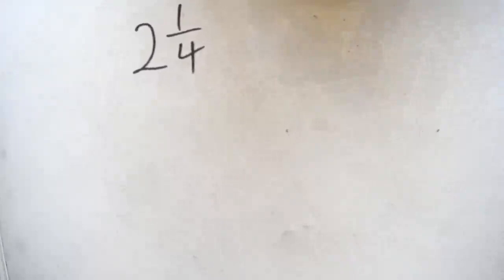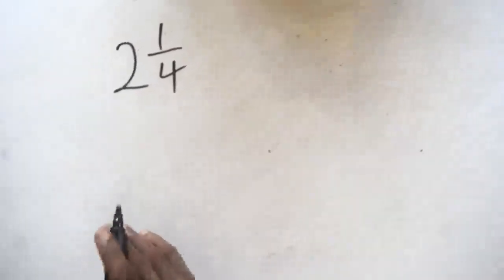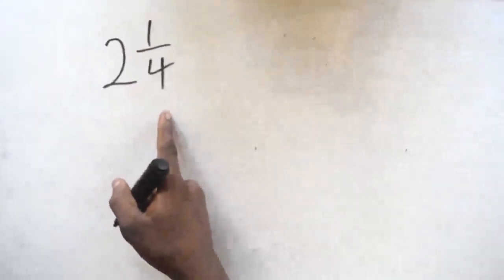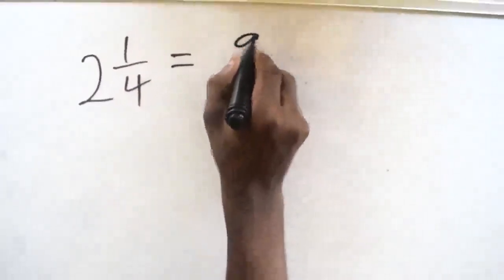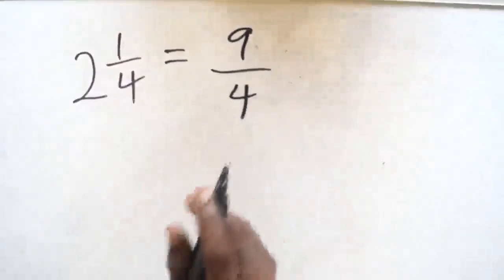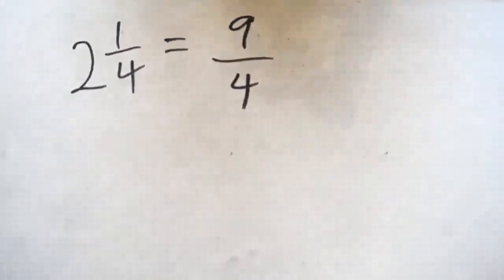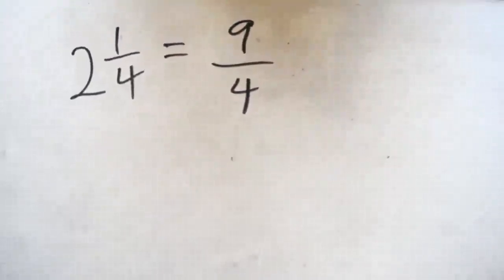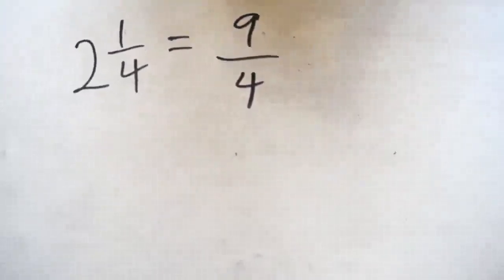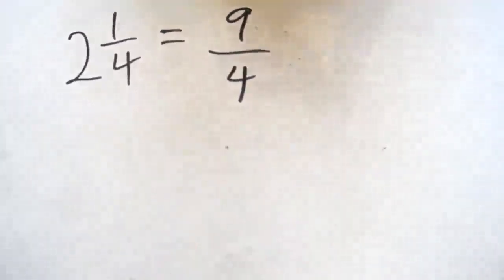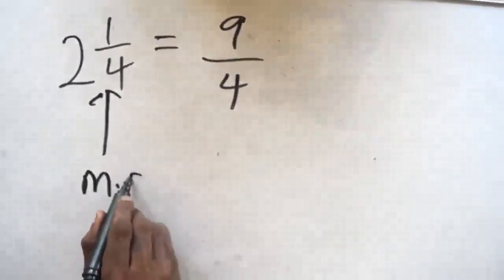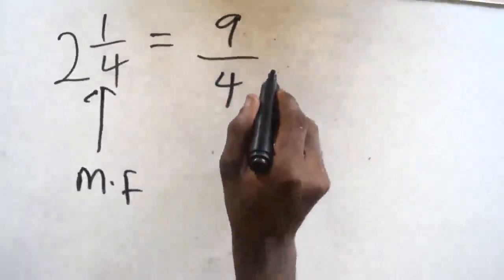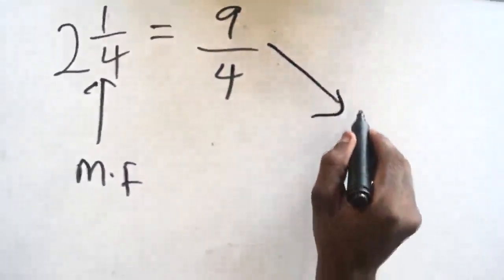So here, if someone says that 2 whole number 1/4 is the same thing as 9/4, you say, oh, it's not possible. How is it possible? It is possible. This and this are equal. In this format, it exists as mixed fraction, I'll call it MF. Here, it exists as an improper fraction.